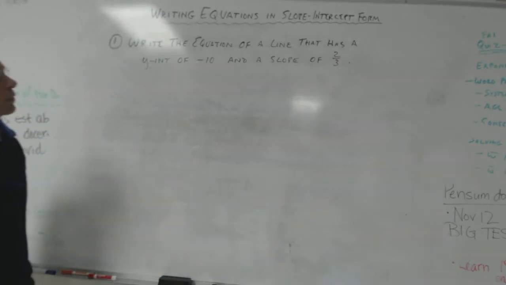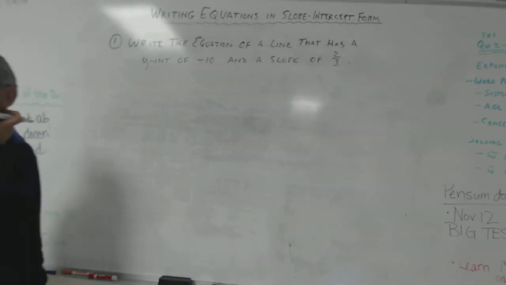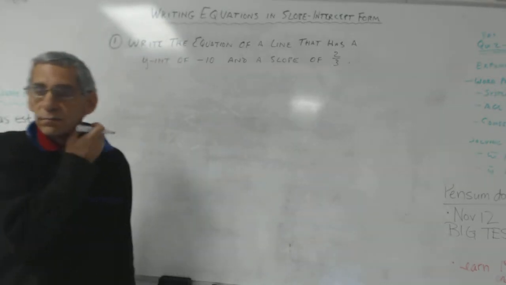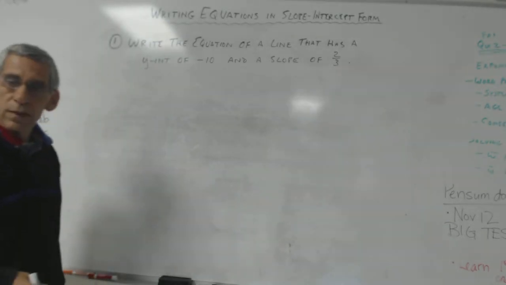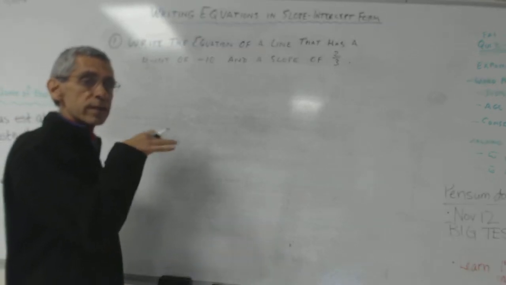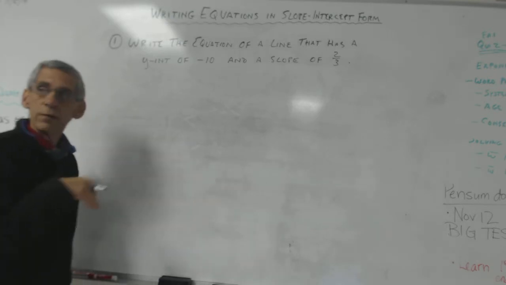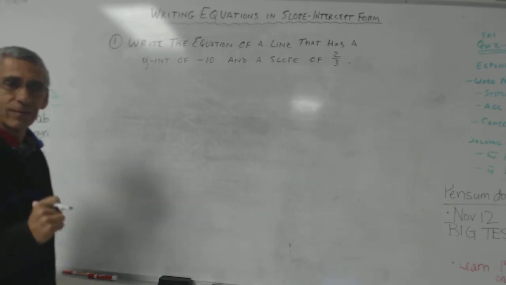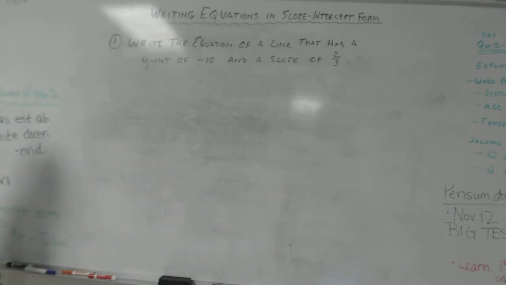Maybe 2/3 x. No. The slope is just the number in front of the x. It's a good question. The slope is rise over run. It's not rise x over 1. Okay. It's rise over run, right?